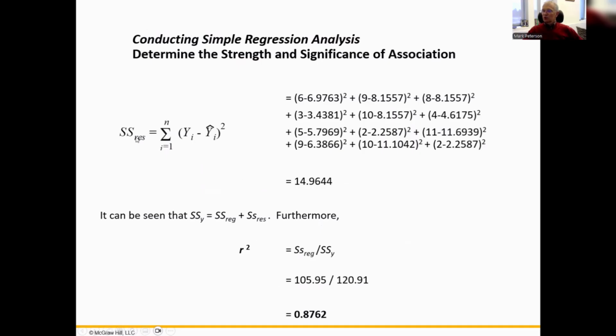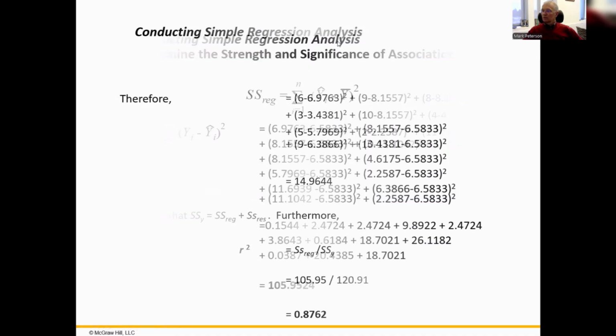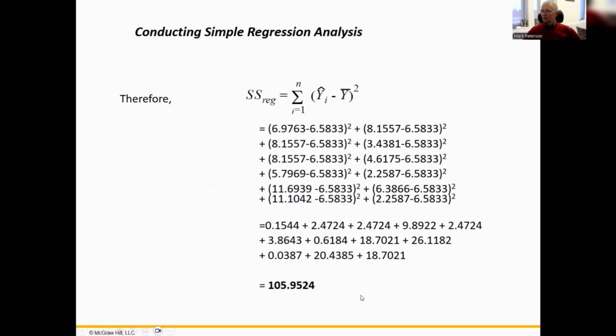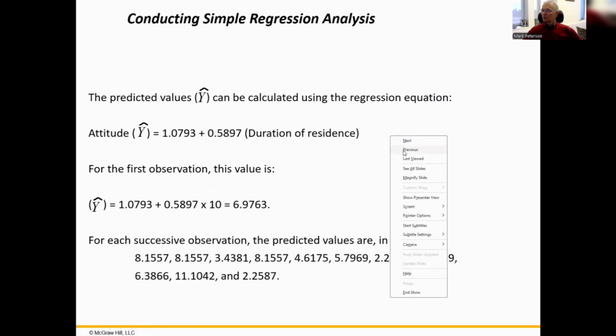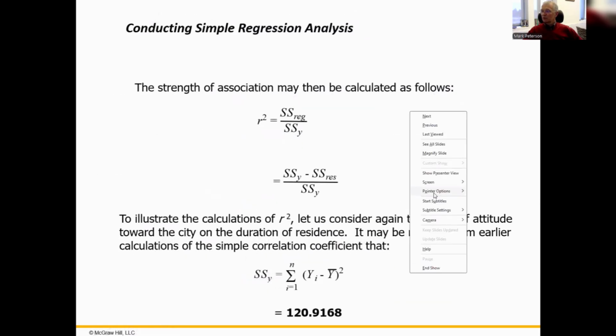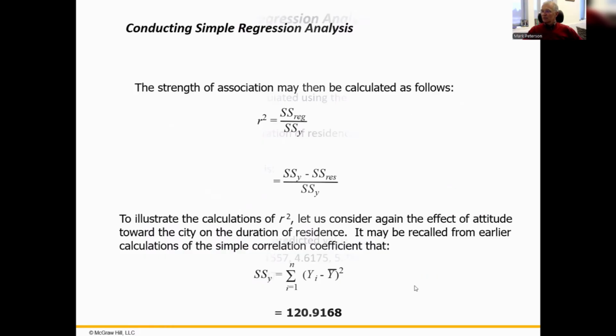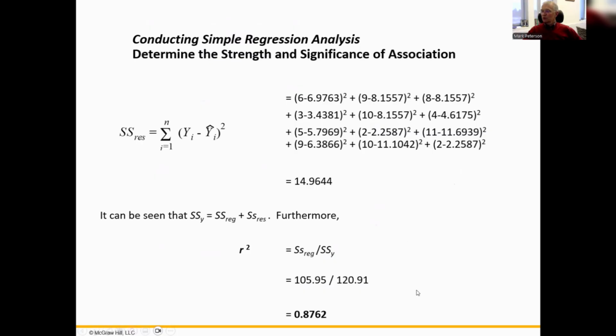And then to get our sum of squares residual, we're going to take each observation and subtract the predicted value for that term and square it, and then we get 14.964. And so 14.964 plus 105.952 is going to give us that value of 120.9168. And so those are the terms that we're using here.